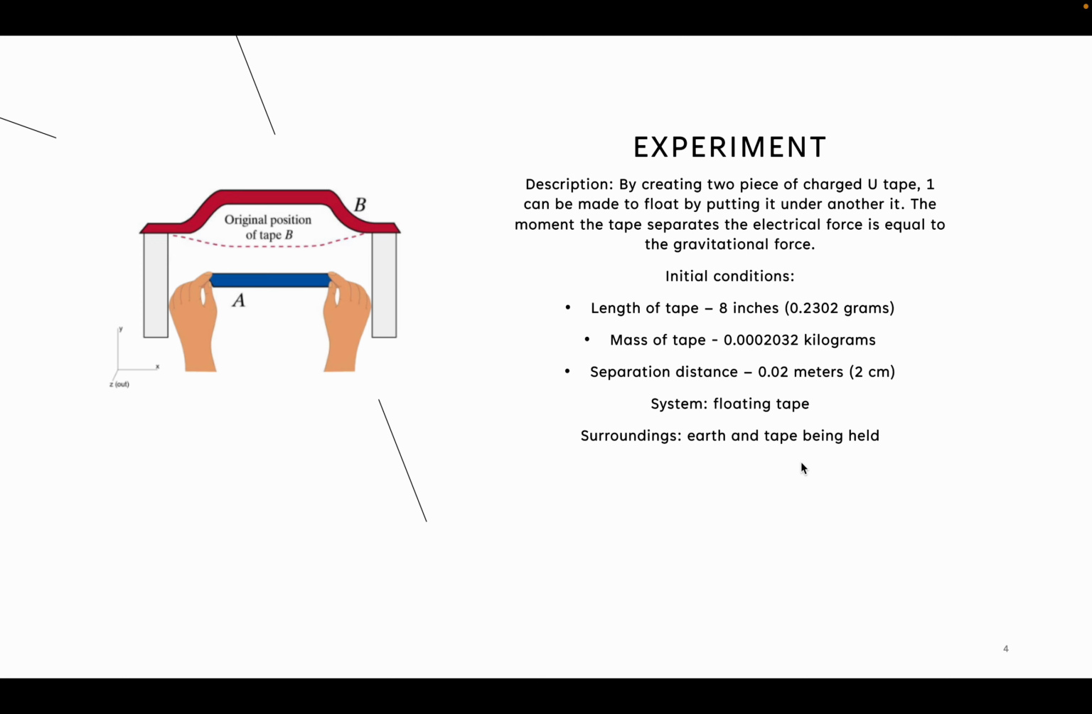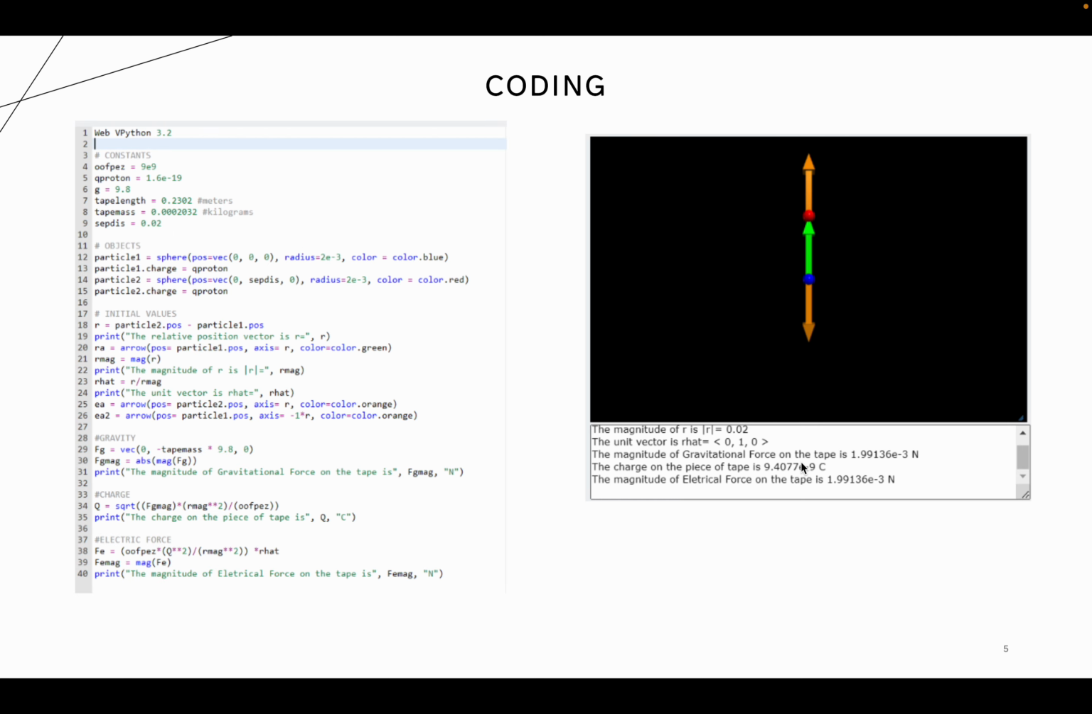So in terms of the actual coding, I know Lab 0 had us code for a similar thing and expected us to use a similar code. However, I thought it was easier, instead of using functions, to just use variables and code chronologically in terms of what we're calculating. So as you can see on the right, the red ball indicates the top piece of tape, the blue one indicates the bottom piece of tape, the green arrow indicates the R vector, while the orange arrows indicate the electric fields at both points. So we have our constants here.